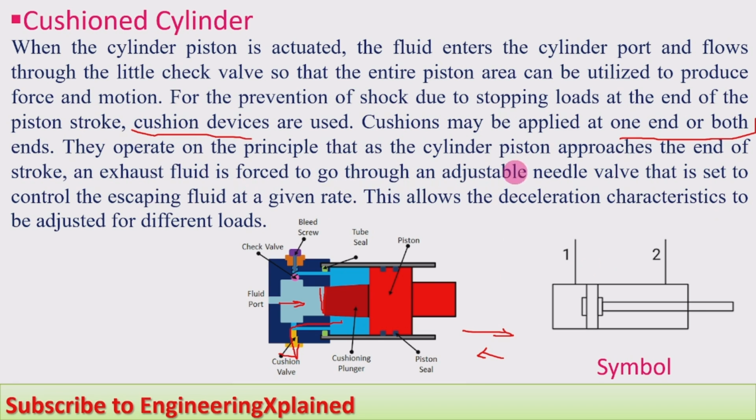They operate on the principle that as the cylinder piston approaches the end of the stroke, exhaust fluid is forced through the adjustable needle valve that is set to control the escaping fluid at a given rate. This allows the deceleration characteristics to be adjusted for different loads. For the different loads, it will be adjusted. Symbolically, it will be represented at both sides. The cushioning is shown like this. This type of cylinder is usually used to reduce the shock at the end.